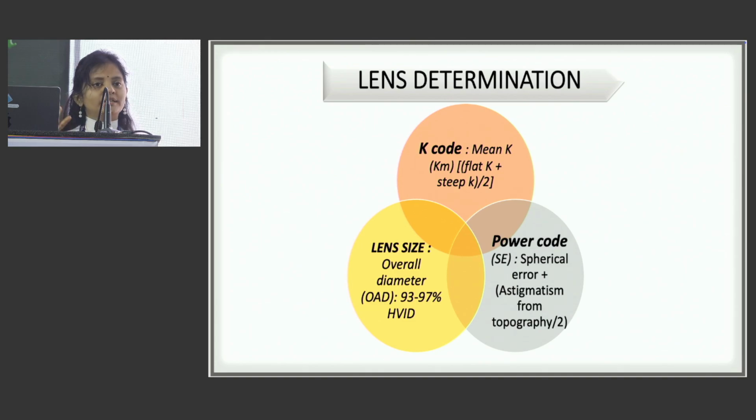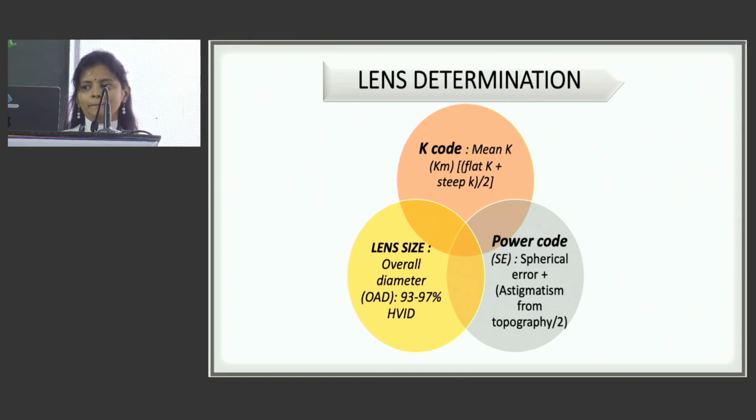And for that, you need these following parameters. What is K code? It's the mean of the keratometry, the steep and the flat. The lens size is the overall diameter. This is about 93 to 97% of the horizontal visible iris diameter. This is simple. You can simply obtain this by calculating the white-to-white diameter on the Pentacam.